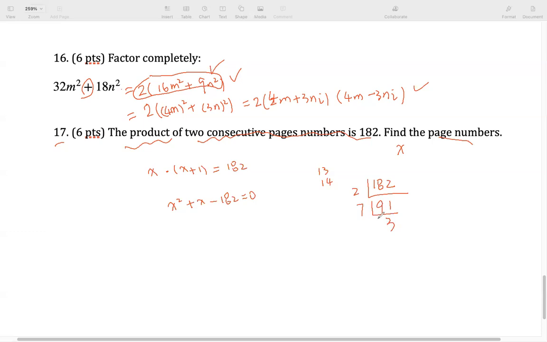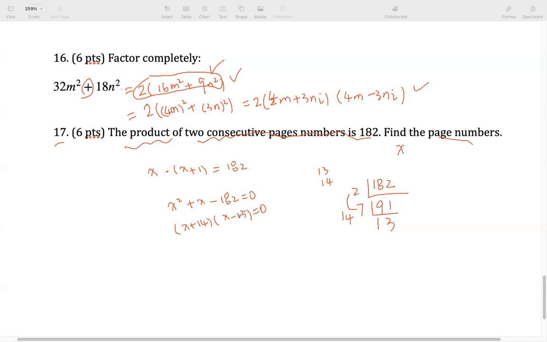Well, first do 1, right? 1 times 7, 7. Then 9 minus 7, 2, 21. 3 times 7 will be 21. So it will be 13. So multiply those two, is 14. So the two factors, 14 and 13. So we can factor this as x plus 14 and x minus 13.